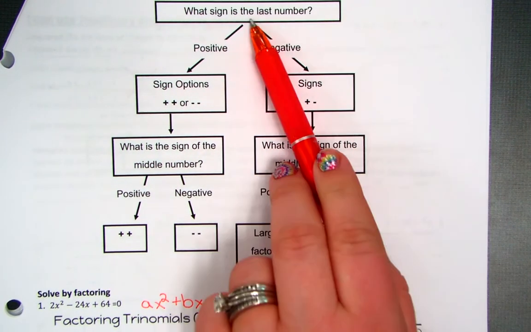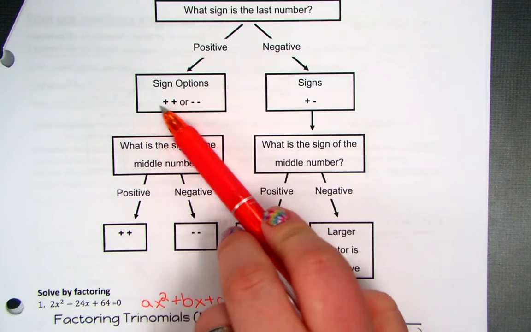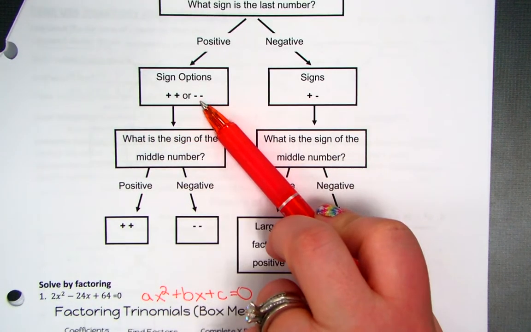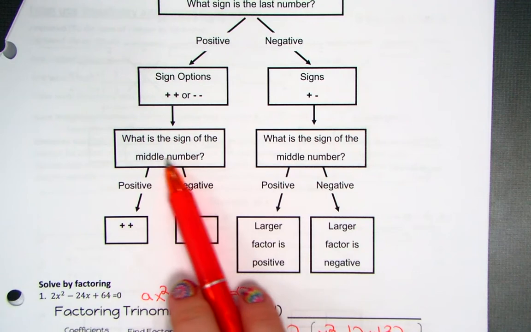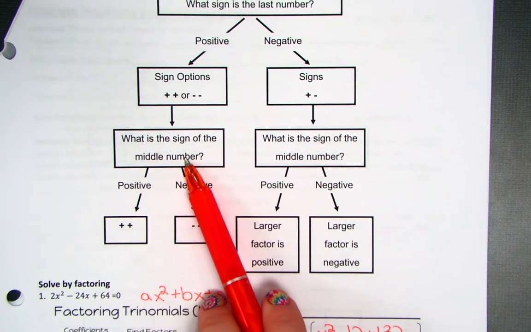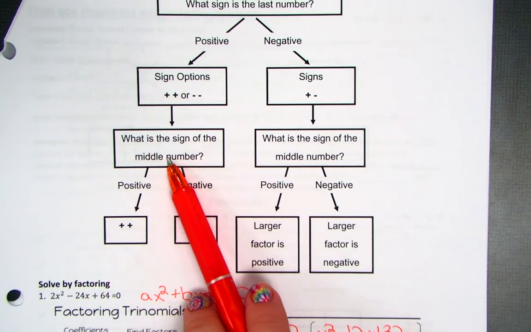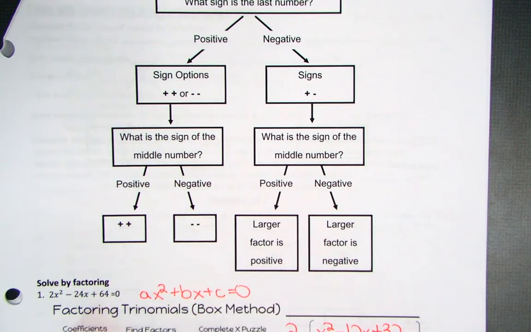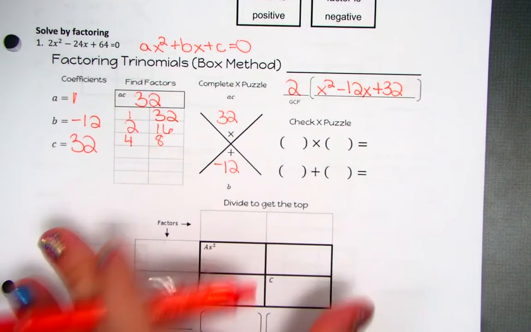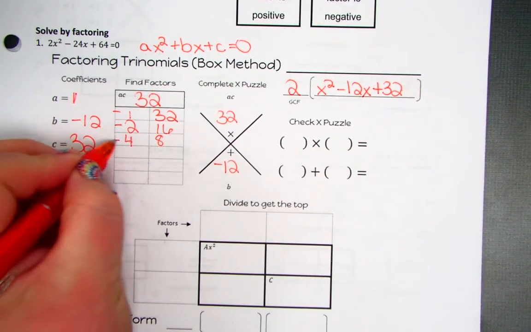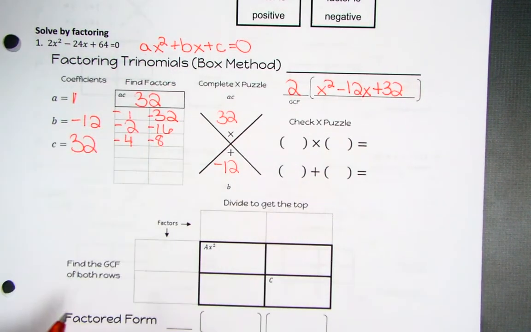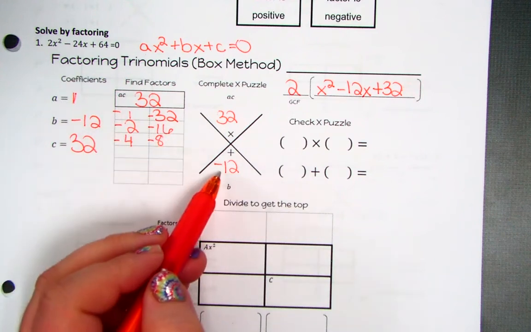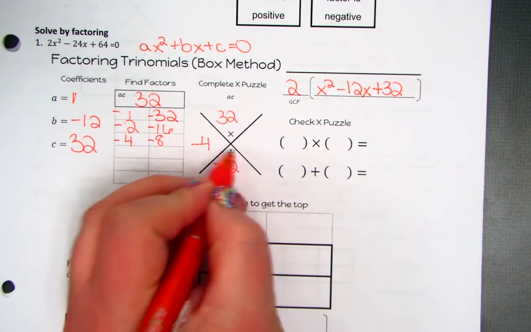It's positive. So that means I can either have 2 positive factors or 2 negative factors. And the sign of our middle number, that's the B number, was negative. So that means I have to have both of my factors be negative numbers. So when we have our little chart here, we're going to make all of our factors negative, and then we'll check to see which pair adds to equal negative 12. And the correct pair would be negative 4 and negative 8.